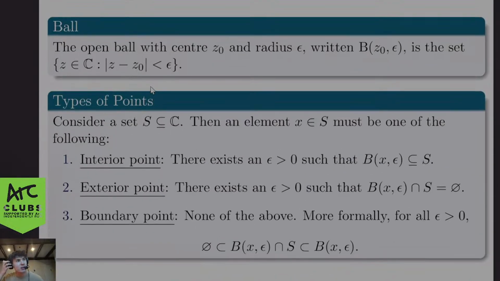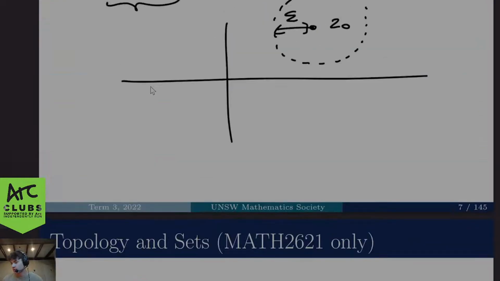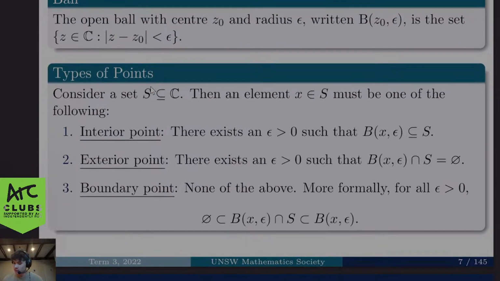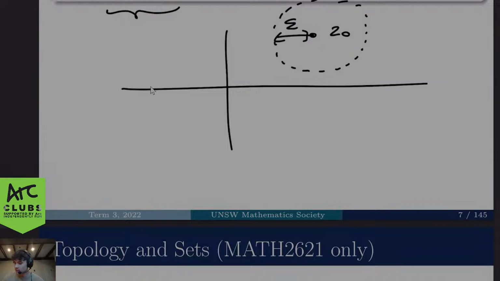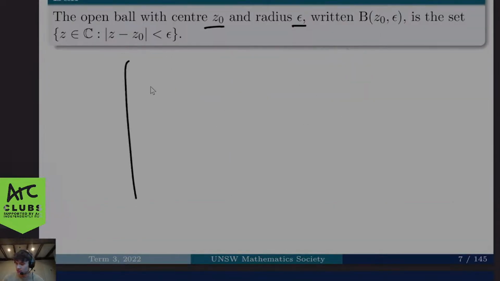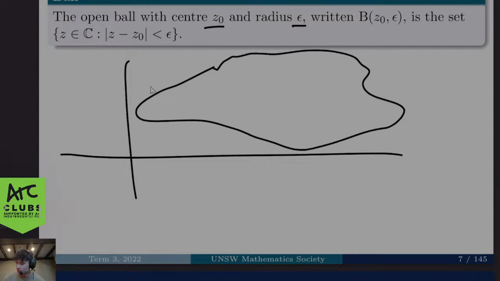There are certain types of points inside sets, and the ones that are important to us are interior points, exterior points, and boundary points. The definition of an interior point says there exists an epsilon greater than 0 such that the open ball centered at x with radius epsilon is entirely contained within the set. For an example, take some arbitrary set like this and a point x. Visually we can say that this lies in the interior, but mathematically, it's because there exists some open ball surrounding x with radius epsilon that is entirely contained within the set.